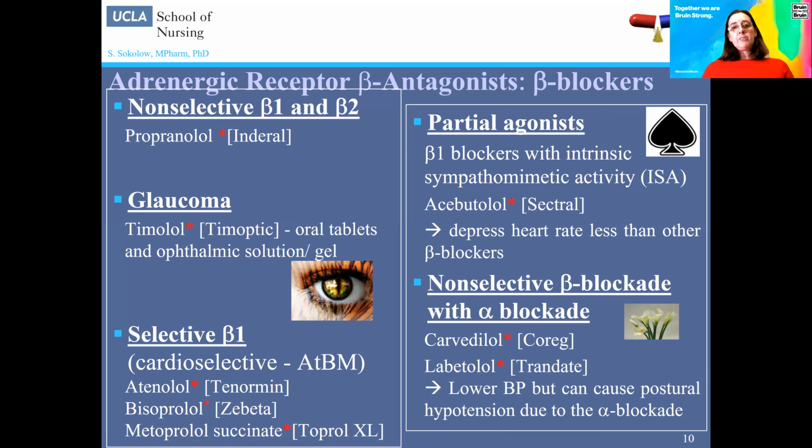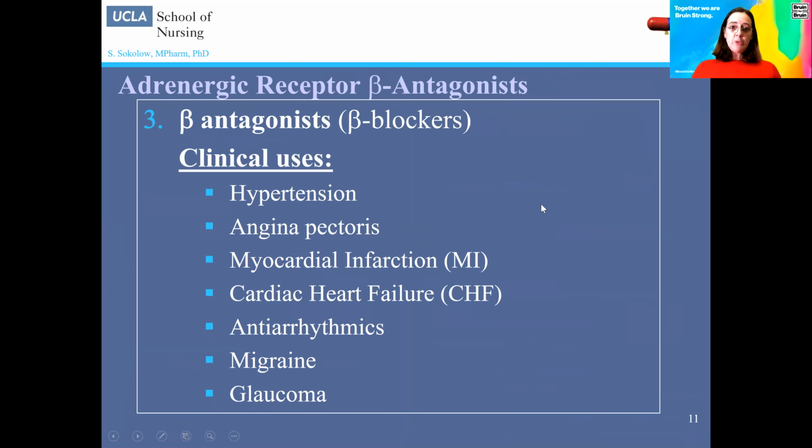When you have an important vasodilation and you change position, you stand up, you can be dizzy. It's called postural hypotension, and it's because of that large vasodilation, which is caused by the alpha blockade. So I hope this mnemonic will help you remember the different types of beta blockers and their use.